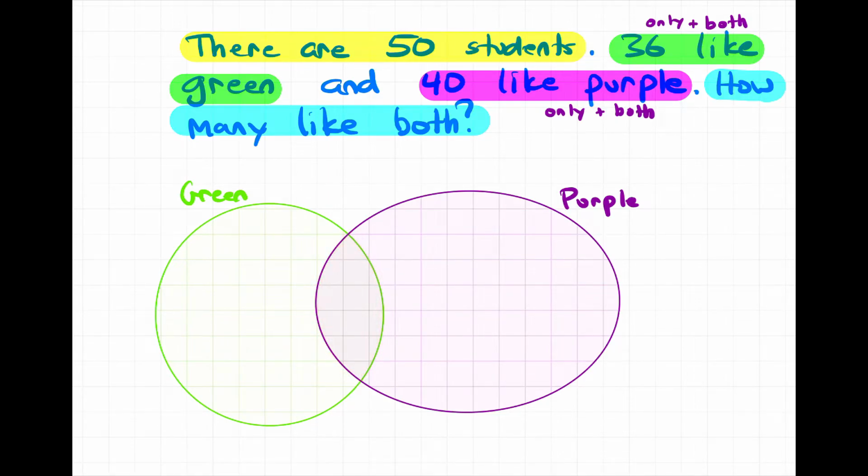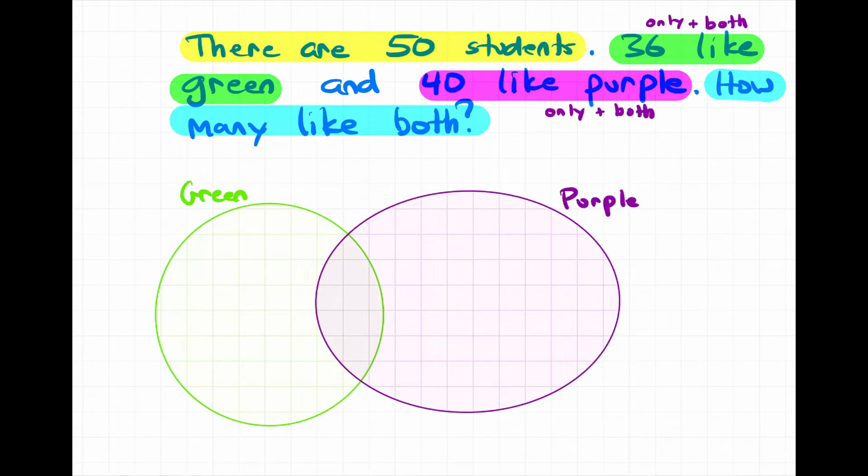So where did I say we're going to start off? Here. This is the first place you want to start off, in that middle section. So how many people like both? Well, the answer is we don't know. So that's what we're actually trying to figure out. Now, instead of using a question mark right there, we could use a box to say fill that in or something like that. But really what we want to get used to using is a variable.